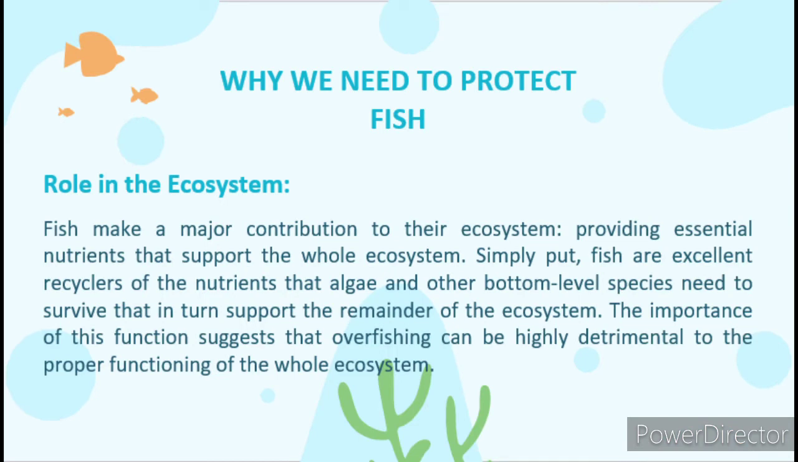So, why do we need to protect fish? What is its role in the ecosystem? Fish make a major contribution to their ecosystem, providing essential nutrients that support the whole ecosystem. Simply put, fish are excellent recyclers of the nutrients that algae and other bottom-level species need to survive, that in turn support the remainder of the ecosystem. The importance of this function suggests that overfishing can be highly detrimental to the proper functioning of the whole ecosystem.